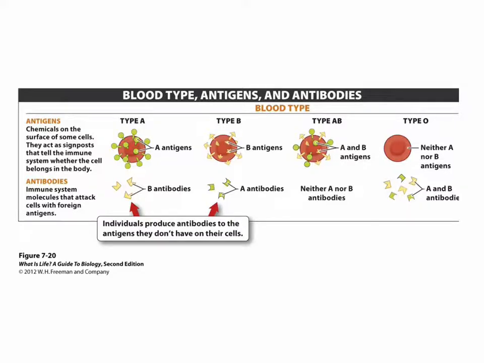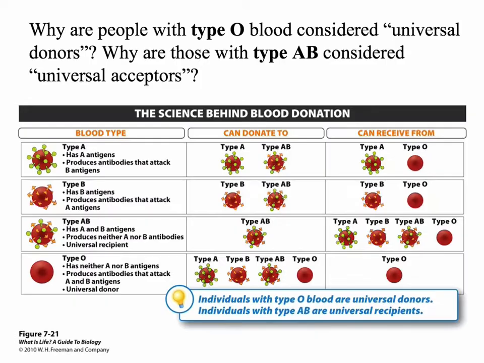If you give a person with type B blood type A blood for a transfusion, their bodies will send out antibodies to attack that foreign antigen. This means that the blood will clot or coagulate in their vessels. This is a deadly condition.